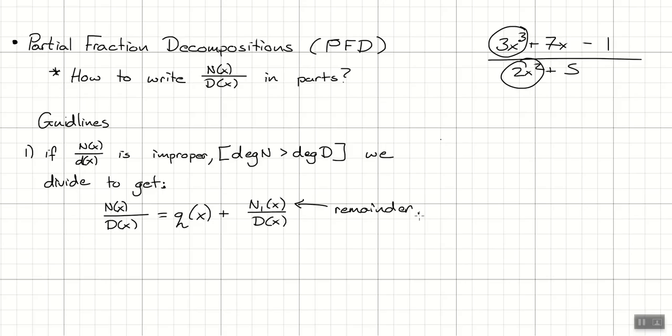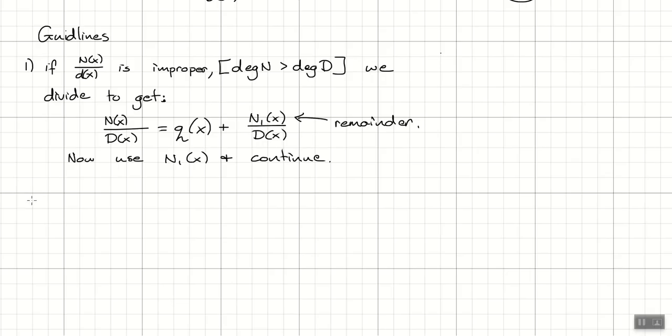If we have to change it here, we will now use n1 of x, whatever that remainder happened to be, and continue. So everything we've done just now is only in the case that we have an improper fraction. The good news is that, at least to begin with, every fraction I give you will be proper, so you don't have to deal with this, which means you'll just start right at step 2. Cool.